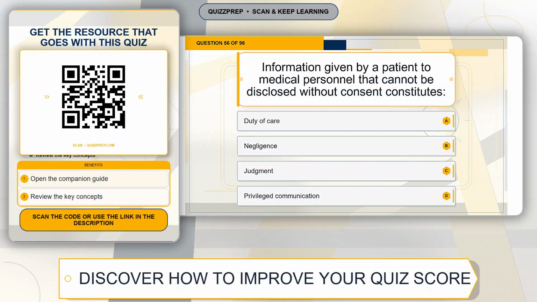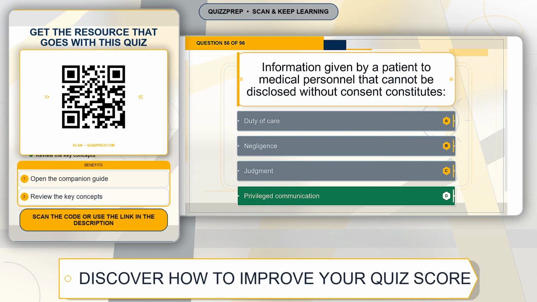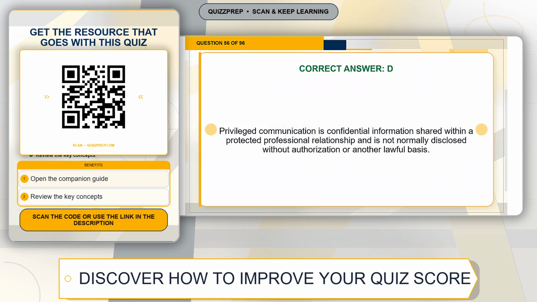Question 56. Information given by a patient to medical personnel that cannot be disclosed without consent constitutes option A. Duty of care. Option B. Negligence. Option C. Judgment. Option D. Privileged communication. The correct answer is option D. Privileged communication. Explanation. Privileged communication is confidential information shared within a protected professional relationship and is not normally disclosed without authorization or another lawful basis.